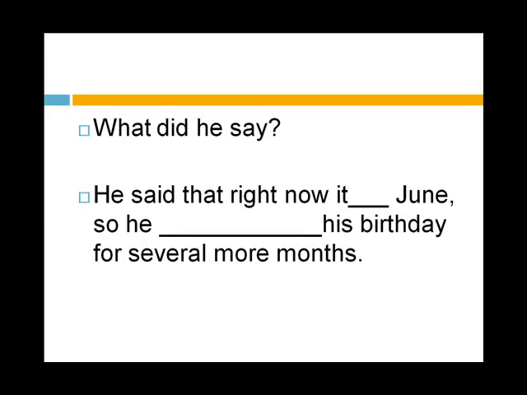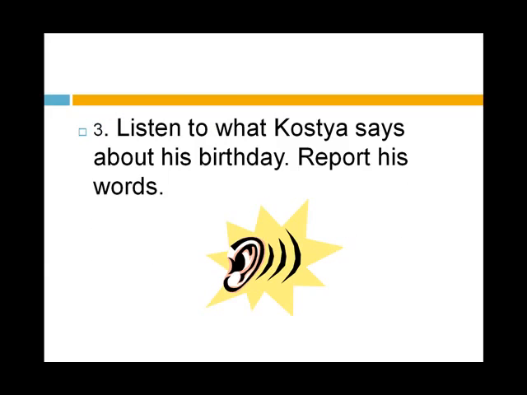What did he say? Let's assume that it is still the month of June. He said that right now it is June, so he won't celebrate his birthday for several more months. Number 3. Listen to what Kostya says about his birthday. Report his words.